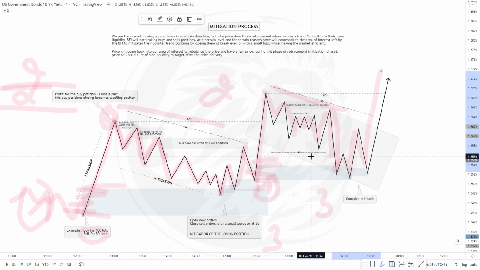Here, as you can see, I call that a complex pullback because price doesn't really respect its structure when it is making the pullback into the order block, and so that's why I call it a complex pullback.